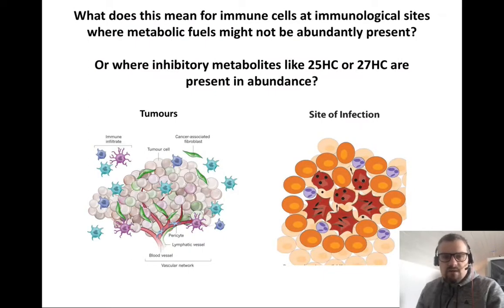So we start to think about this. We start to think, what's the implication then for how these cells operate at immunological sites where nutrient fuels might not be abundantly present. So where glucose or glutamine may be in low levels, or where other metabolites that have the ability to inhibit their function are present in abundance or at high concentrations, like for instance cholesterol. And cholesterol metabolites like 25-hydroxycholesterol and 27-hydroxycholesterol, which of course we know to be potent inhibitors of the transcription factor SREBP, which we know is a key metabolic regulator in NK cells in particular, but also in T cells actually in more recent work.